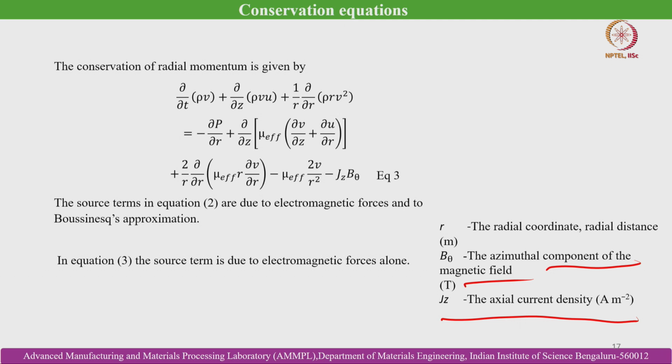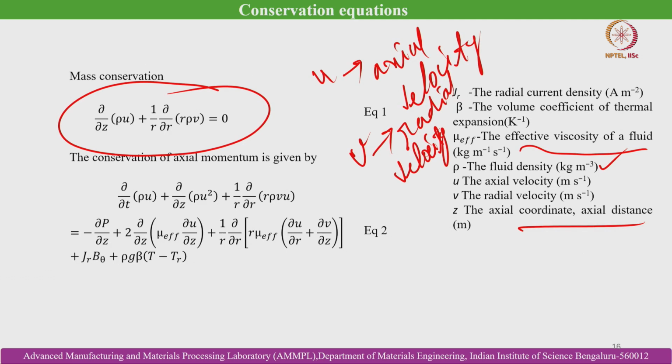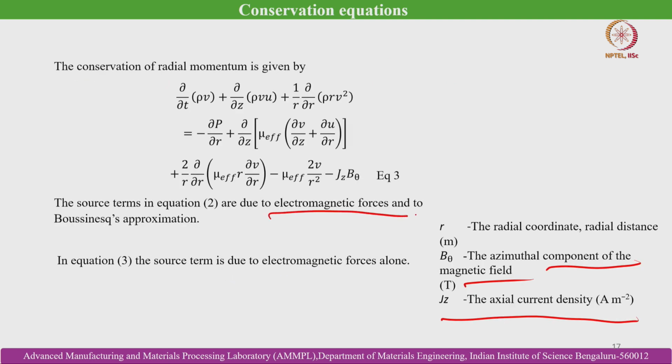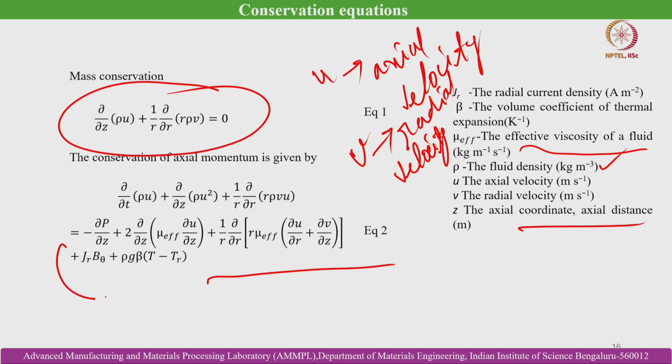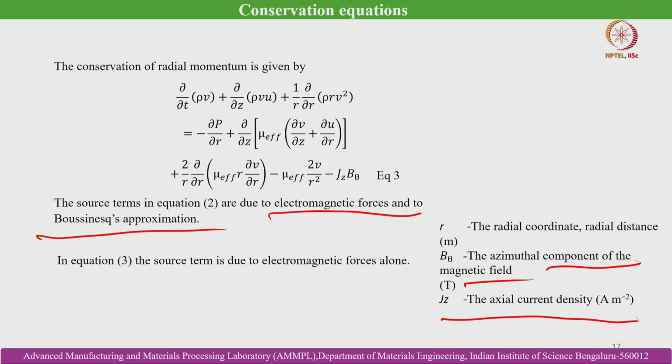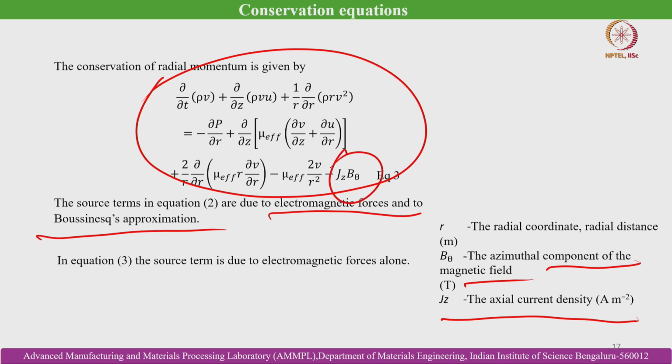So, the source terms in equation 2, that means the axial momentum equation, you can see that it consists of electromagnetic forces and the Boussinesq approximation. This is the source term due to electromagnetic forces in axial momentum, and this is the source term due to thermal buoyancy. So, these are the two different source terms present in the axial momentum equation, whereas in the radial momentum equation you can see that there is only one source term, that is due to the electromagnetic forces alone.